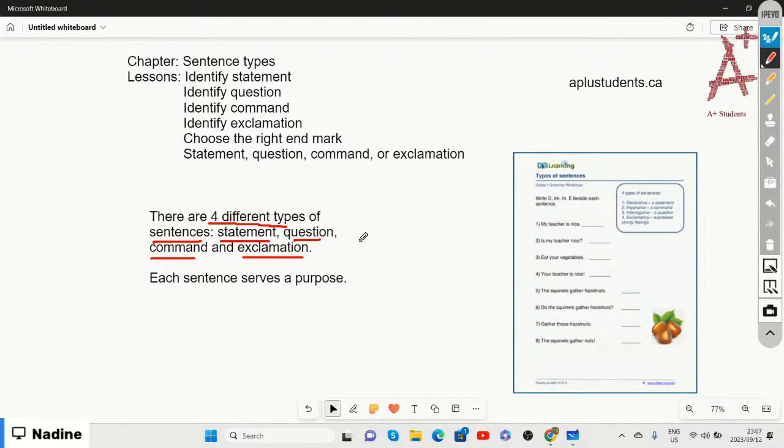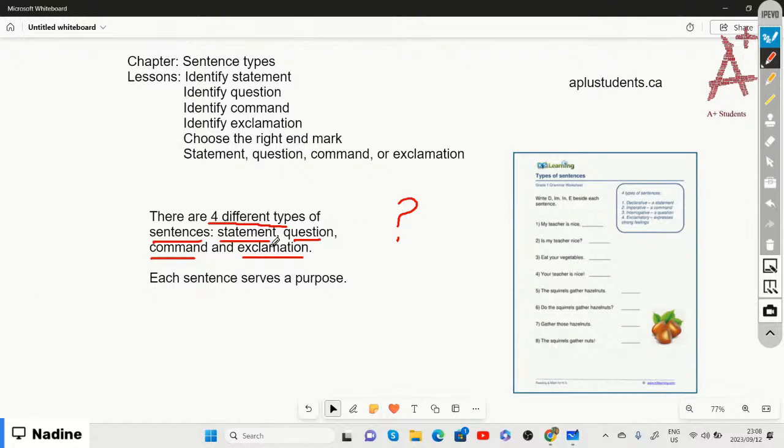And with a question, your sentence needs to end with a question mark, and this is a question mark. So it ends with a question mark.